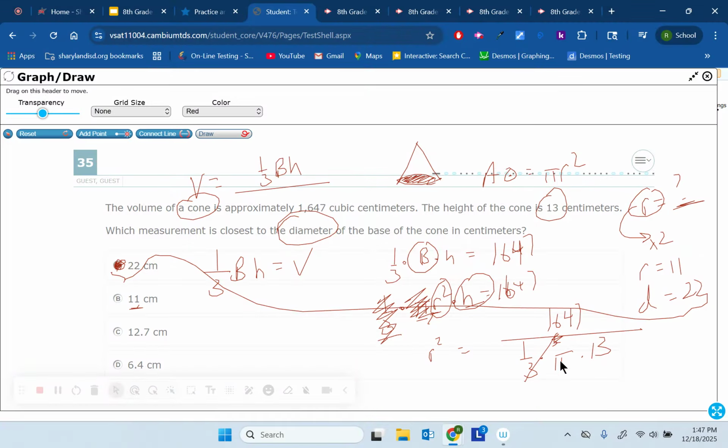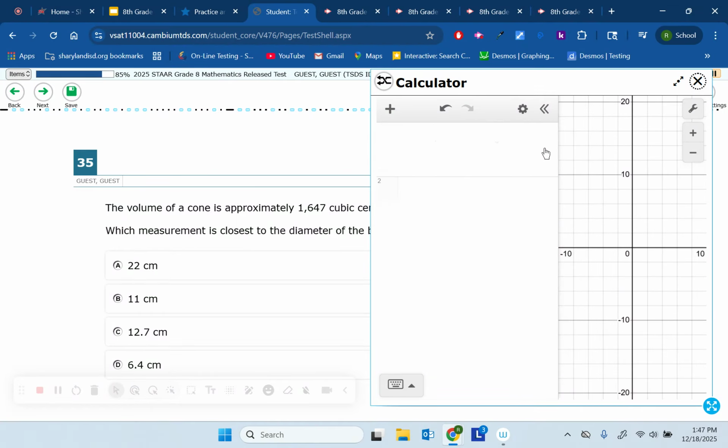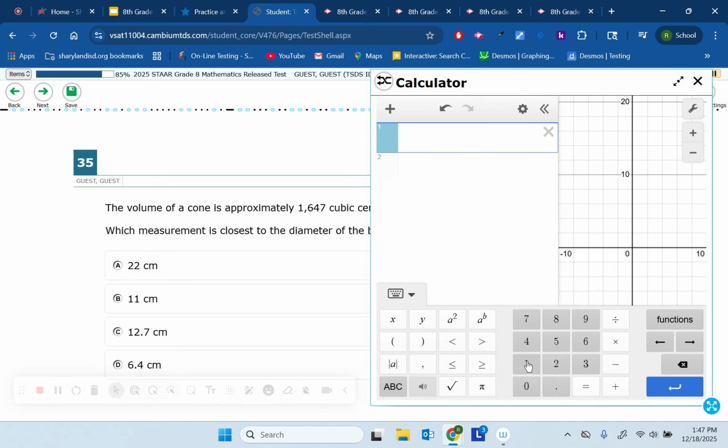Because it is pi, I'm going to get 1647 divided by 13 and pi, and then divided by 1/3. So let's go ahead and do that with a calculator and see what we get. 1647, oh, I missed that 6. 1647 divided by parentheses, I'm going to do a bunch of things here. Divided by 1/3 times pi times 13. I'm getting 120.